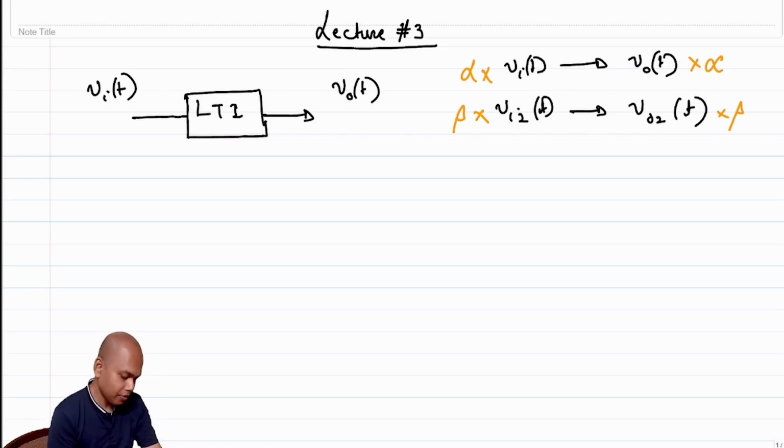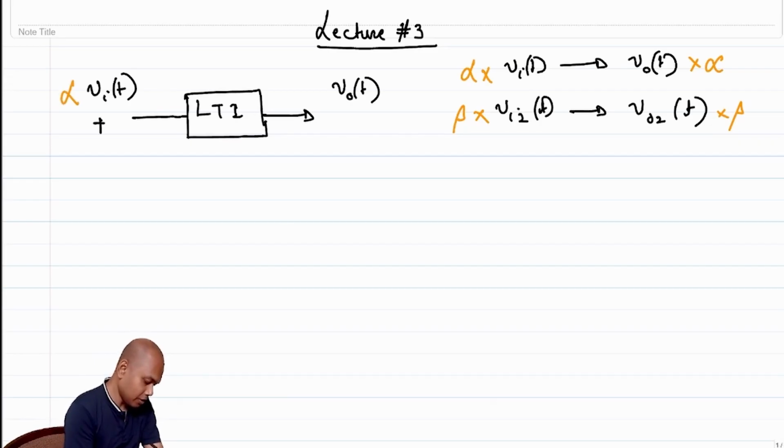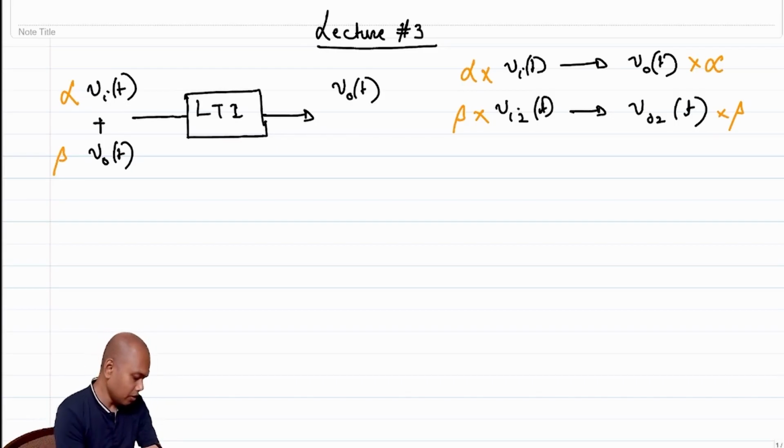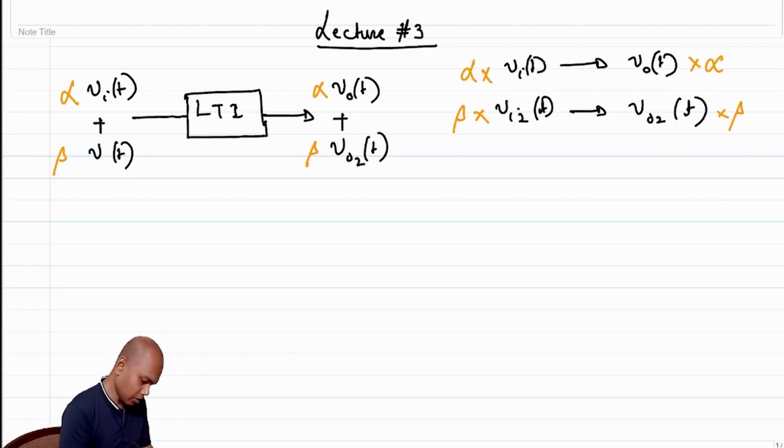And then I say that I apply the input to be equal to alpha times Vi1(t) plus beta times Vi2(t). So the output will be basically the summation of the outputs in either of those two cases, right? So this will also be alpha times Vo1(t) plus beta times Vo2(t). So I made a mistake here, so this should be here, right? So this is as far as the linearity part of it is concerned. I know you know this, but it is just to tie the threads together. So this is the impact of linearity, right?